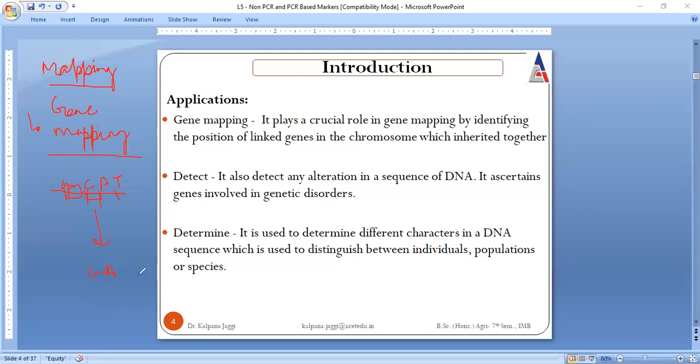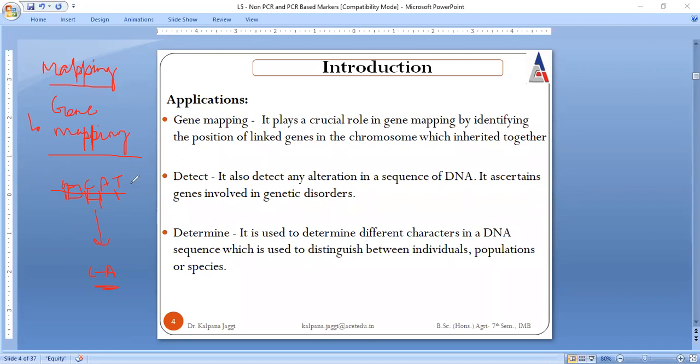In gene mapping, it plays an important role in identifying the position of these linked genes. That means where these linked genes are present can be analyzed by the molecular marker. Secondly, if there is any change in the sequence of the DNA, it can be very easily identified or detected by the molecular marker.